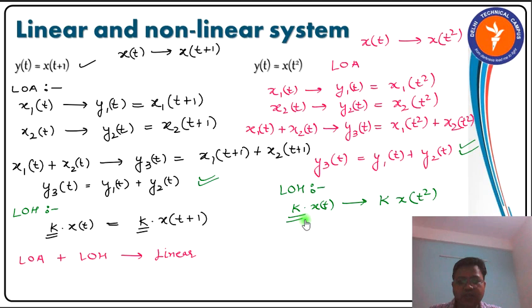So I can see the same scaling factor has appeared in the output. So I will say the law of homogeneity is also verified, and as the system is following the law of additivity plus the law of homogeneity, the system is a linear system. So I can draw a general conclusion from here: with time shifting or time scaling in the input signal, there will be no effect on the linearity of the system.